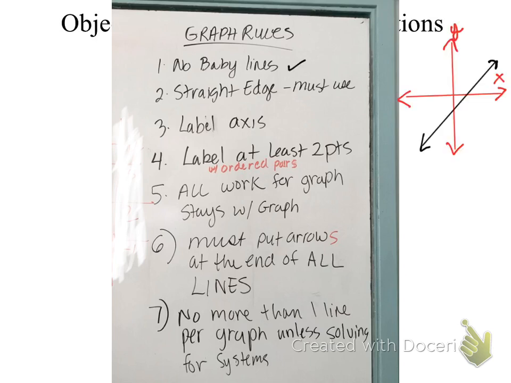All right, so now as we look at our coordinate plane, I drew a little sample. And really what I mean about no baby lines is I don't want to see a line like this, where it's very small and it isn't the size of the graph. Okay? Is everybody clear on no baby lines?